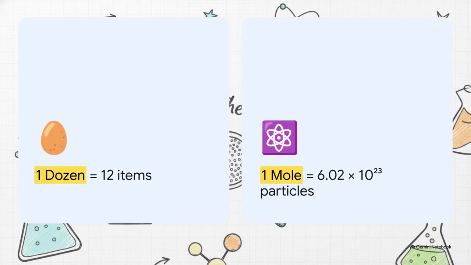Think of it this way. If I asked you to go buy a dozen eggs, you instantly know to get 12, right? If I say a dozen cars, well, that's 12 cars. A dozen just means 12 no matter what you're counting. And honestly, the mole works exactly the same way.